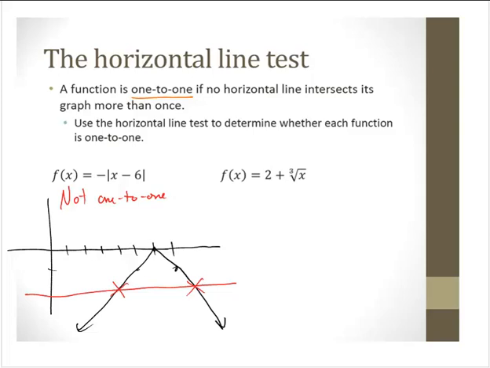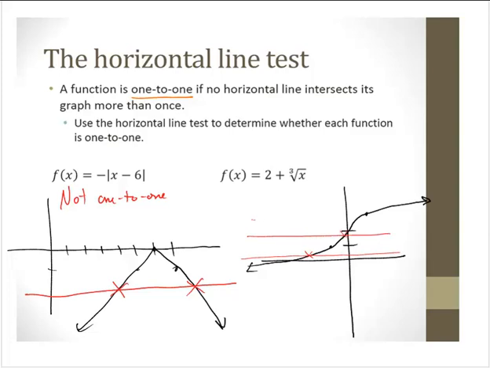f of x is equal to 2 plus the cube root of x. All right, so that's the cube root function shifted up 2 units. So we get a graph that does something like this. Horizontal line test. Pass a horizontal line. Does it touch more than one point? Nope. How about another one? Nope. How about another one? All right, so any horizontal line that I pass over this curve only touches at one point. This is a one-to-one function.